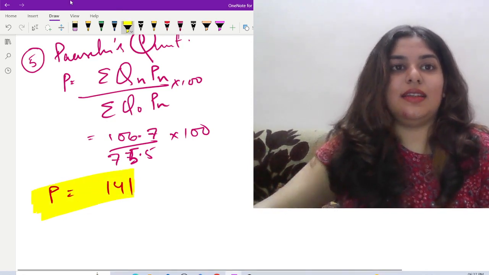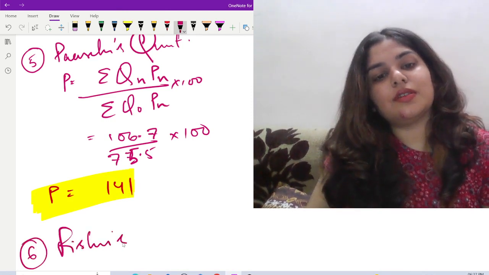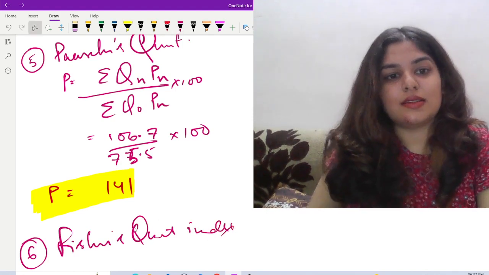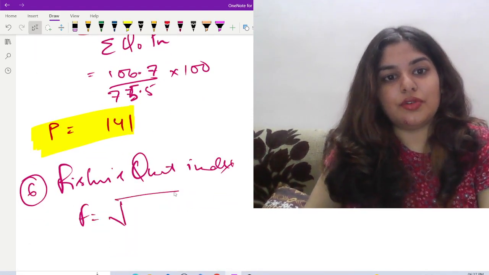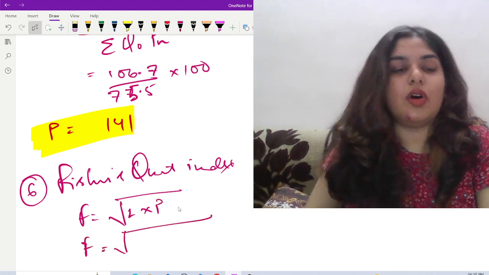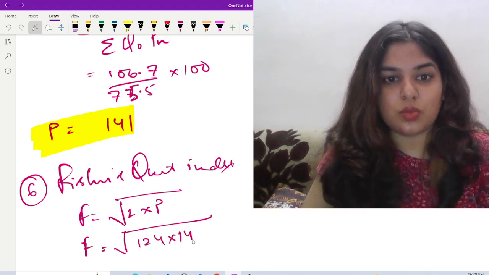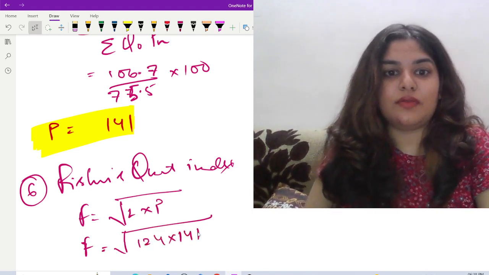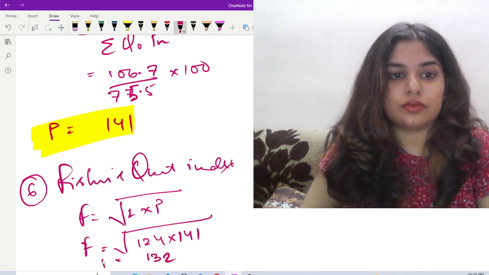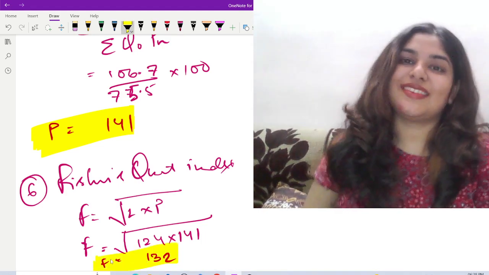And finally, the last part of the sum, that is Fisher's quantity index. That is F is equal to root over Laspeyres into Paasche's. So F is equal to root over, we have got Laspeyres as 124 into Paasche's as 141, and after multiplying and taking the root, the answer is equal to 132. So that's all for the answer.